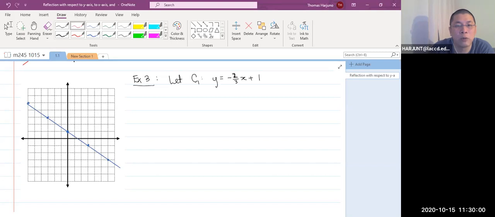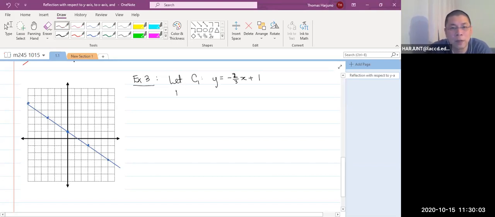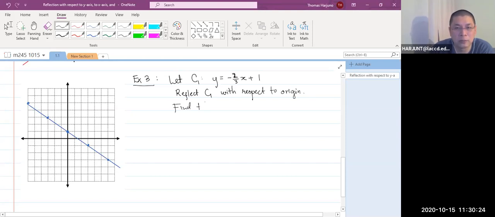Now, suppose I want to do the following. Reflect C1 with respect to, let's say, the origin. Find the equation of the resulting curve. Or in this case, it's a line.